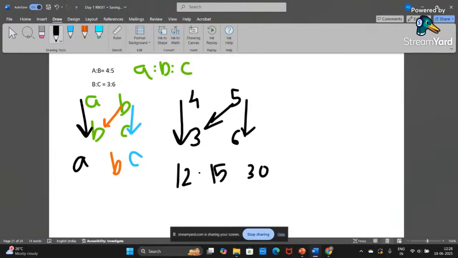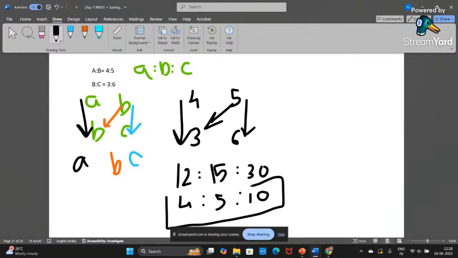Next. See, this can be reduced further, right? Because all the numbers can be divided by 3. 3 fourths are, 3 fives are, and 3 tens are. Is it possible to divide further? Simplifying further, no, right? So this will be the final answer. A is to B is to C value is 4 is to 5 is to 10. This is how we need to find it out.